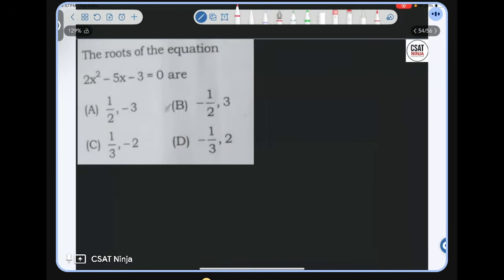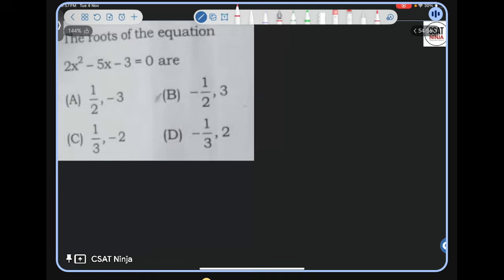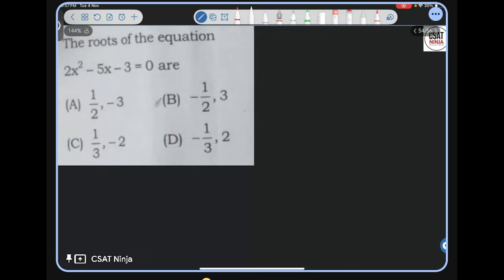Okay, last 2 questions. The question here is we are asked to find the root of the equation. I don't know whether you remember this one or not if you are from an arts background, but from science, obviously this is a very easy question. If you are from a science background, we are asked to find the root.